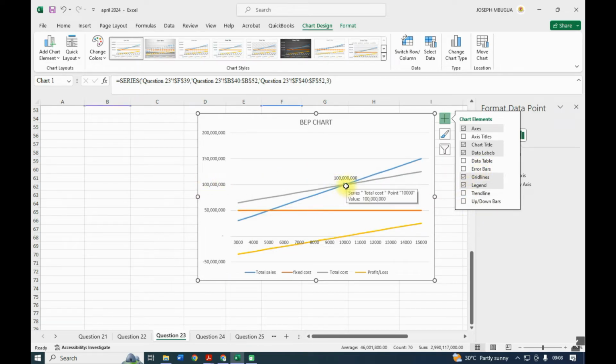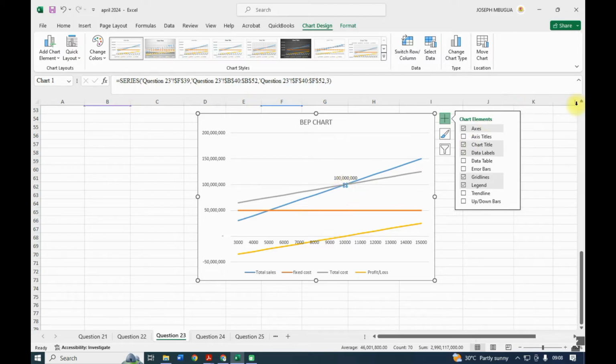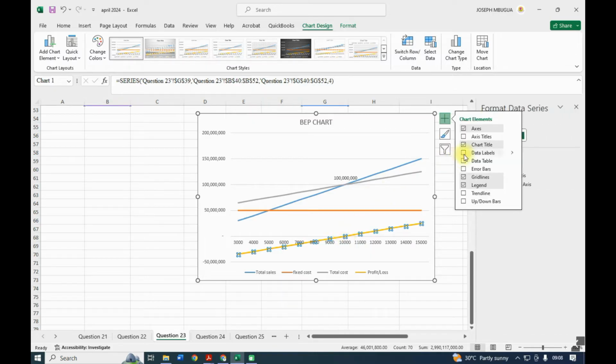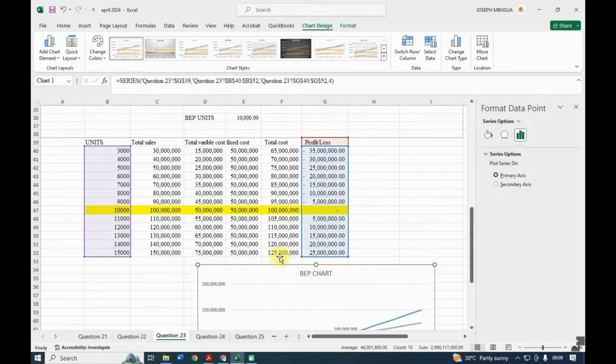If I put a cursor, you can see the total cost value is 100, but the point is at 10,000 units, and it is where it is intersecting at this particular point. At this point the profit is 0. If I show the data label here, we'll find that it is showing the profit is 0, and the units are 10,000 units. That's what we were supposed to show.